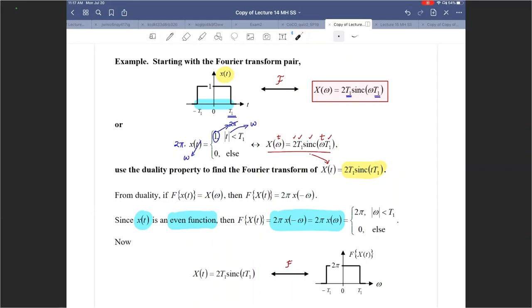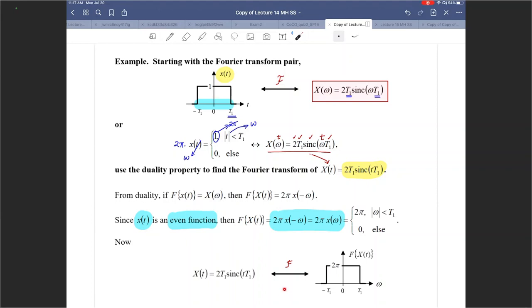Now, there's usually a confusion about what is the difference between that and this, right? So if you see this double arrow, what does that mean? That means that if you want to go from time to frequency, you go from left to right. And if you wanted to find the inverse Fourier transform, then you go from right to left. So you could say that the inverse Fourier transform of 2 t1 sinc omega t1 is a rectangle with a height of 1 between negative t1 and t1.